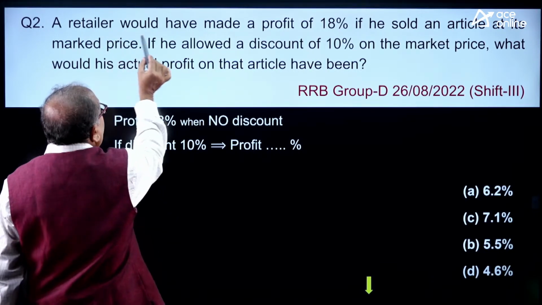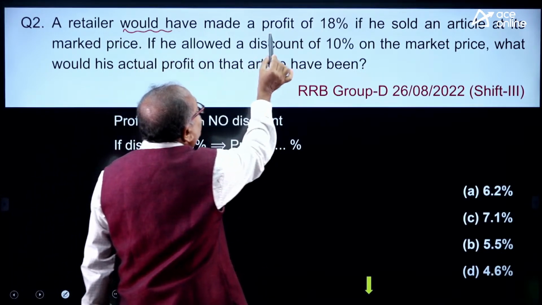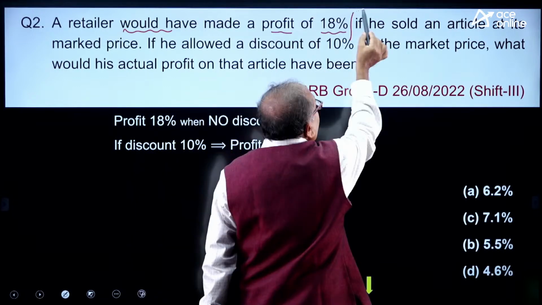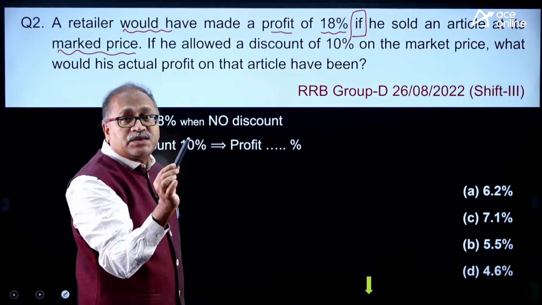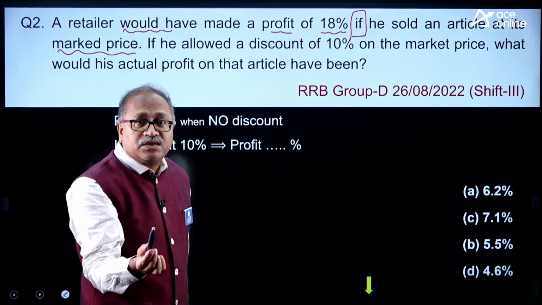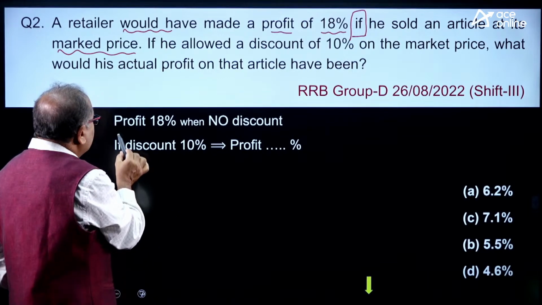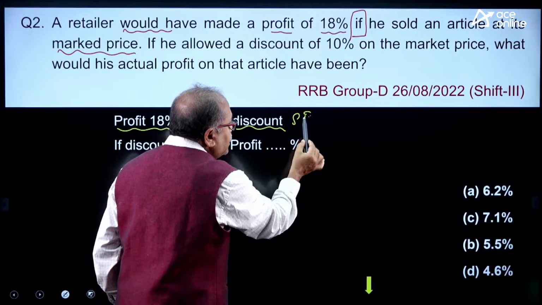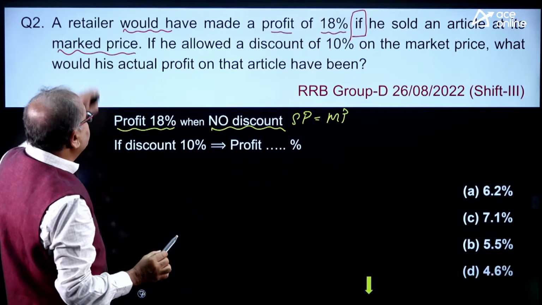Here it says a retailer would have made a profit, would have, look at the language, would have made a profit of 18% if he sold an article at the mark price. That means the selling price is equal to the mark price, or the mark price and selling price are same. So, this is what is given over here, that the profit is 18% when no discount is there, that means selling price is the same as the mark price, there is no discount, sold at mark price.